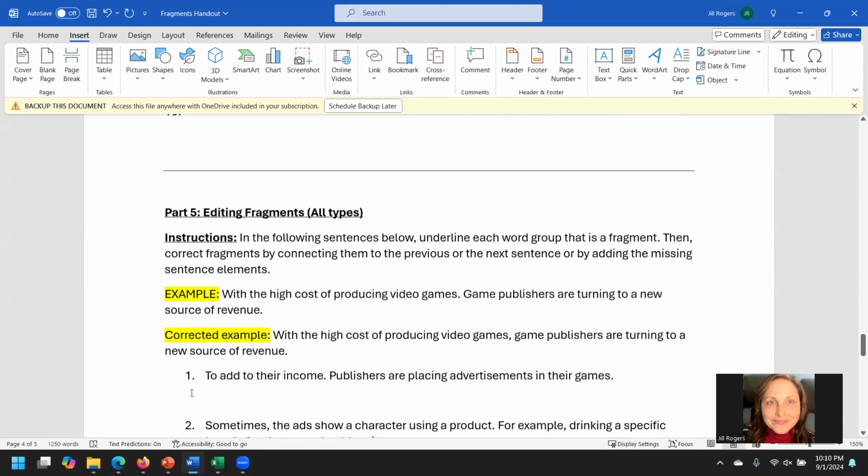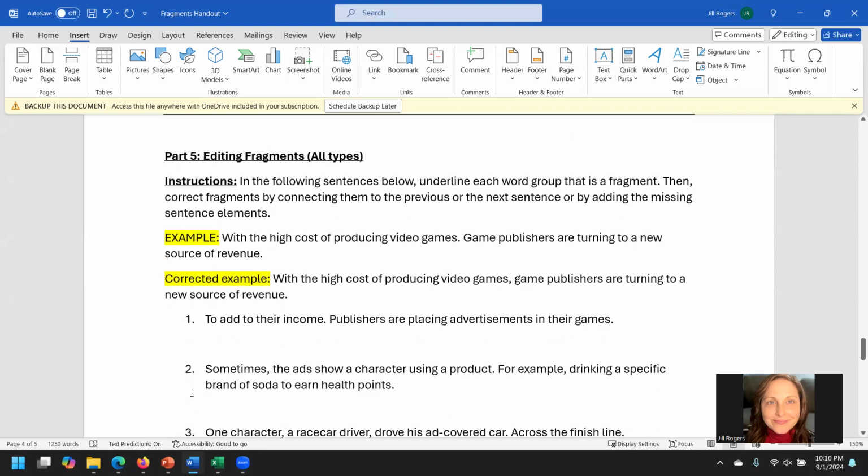And oh yeah, the last one is all types. So I don't have any more information about this before this one because it's all of them mixed together. So the instructions are not as detailed, but now you know what to do, right? You know how to find fragments in the different ways, and you need to fix them. So in the following sentences below, underline each word group that is a fragment, then correct the fragments by connecting them to the previous sentence or adding the missing elements.